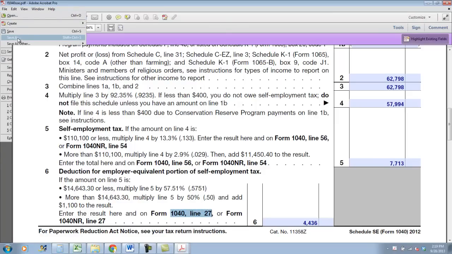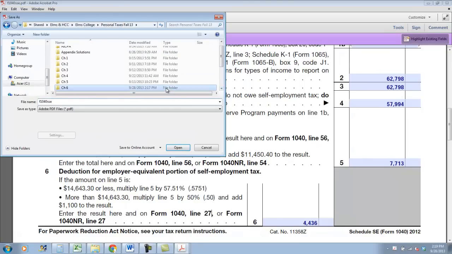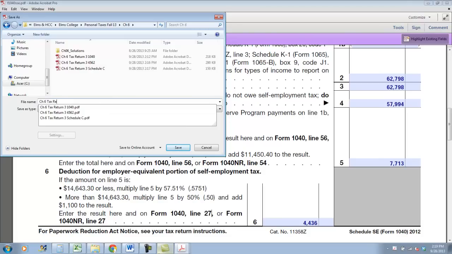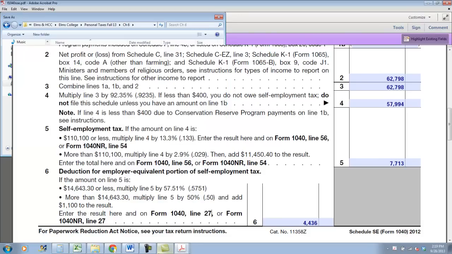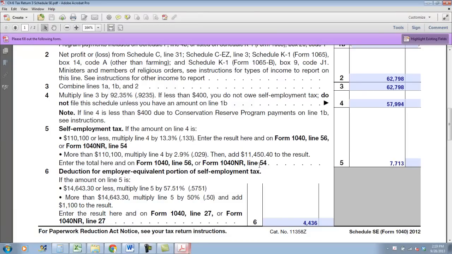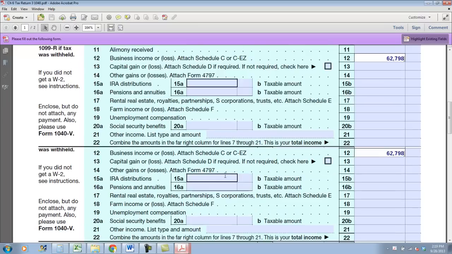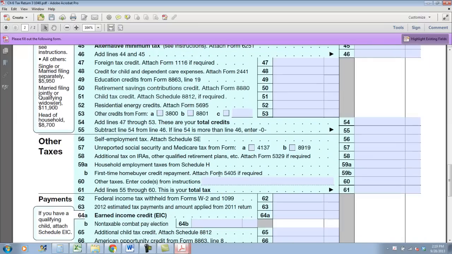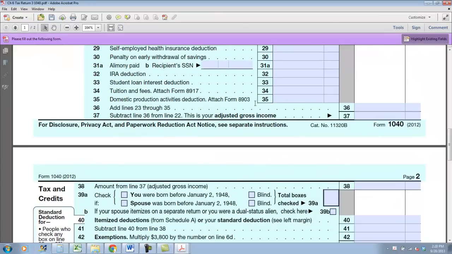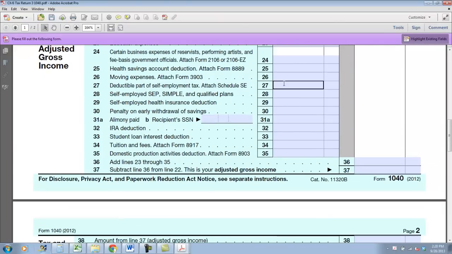So I'm going to save this, actually. Save this in the folder, Chapter 6. Okay, so this goes on line 54. So let me pull up my 1040. Line 54. I'm going to scroll all the way down. And this is going to be 7,713. Now 27 is where we put one half of that. Self-employment tax deductible. That is 4,436.